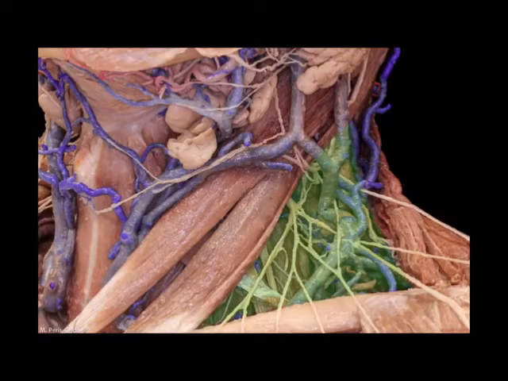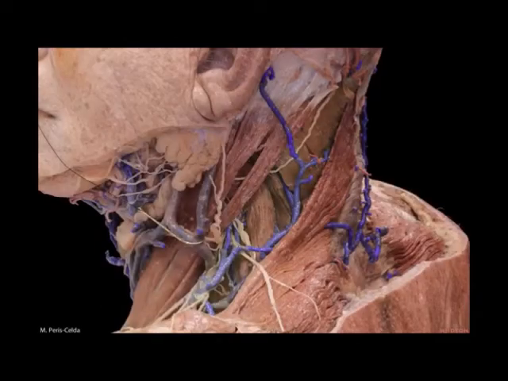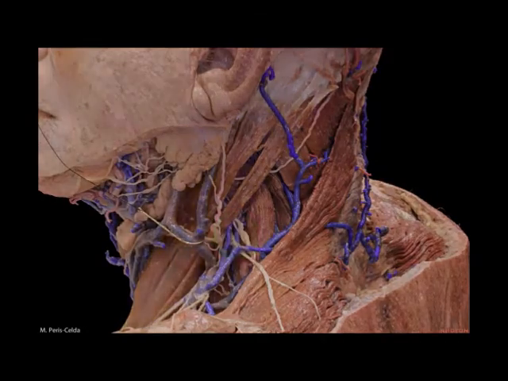So the posterior triangle, as we said before, is localized in between the clavicle, the posterior border of the sternocleidomastoid muscle, and the trapezius muscle. And in a lateral view, we see this posterior triangle. And the most important point of this triangle is what we call Erb's point, that can be found approximately at half distance of the superior and inferior insertions of the sternocleidomastoid muscle.